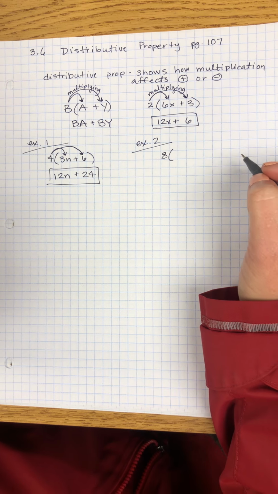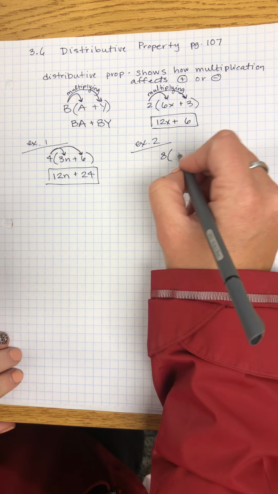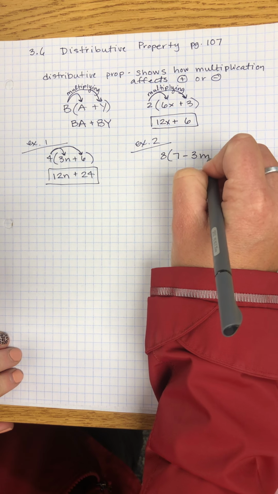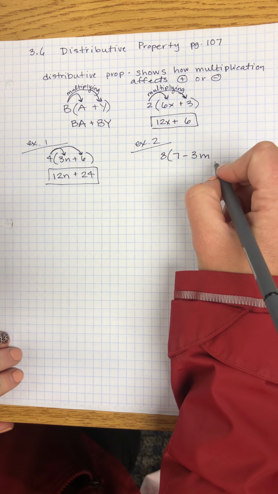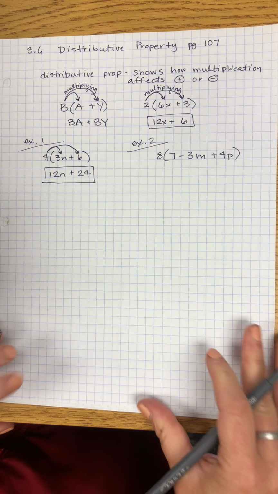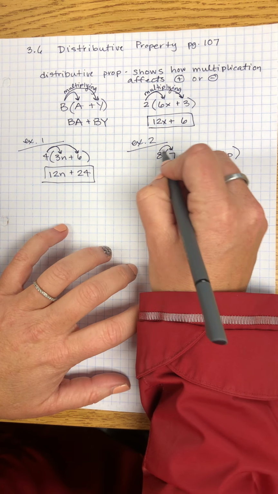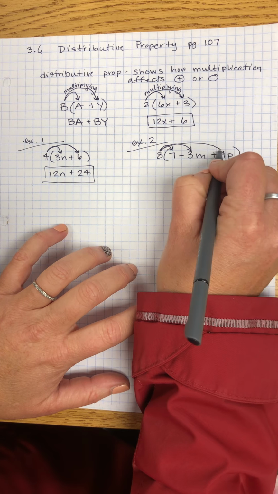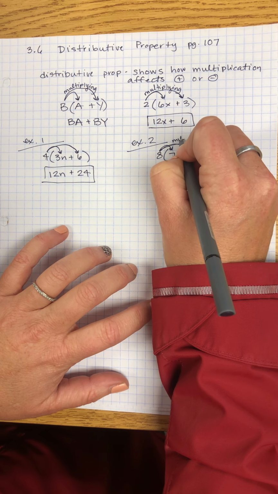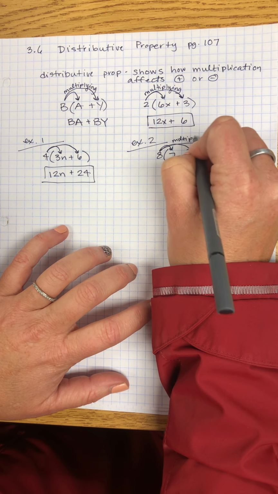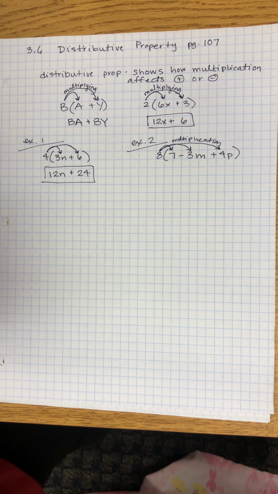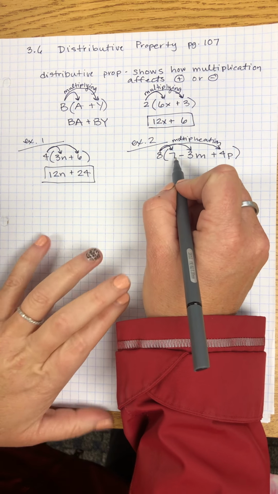This time let's do 3 terms inside the parentheses. 7 minus 3m, and let's be careful with our signs, plus 4p. So we're still going to distribute, but now we're going to do it 3 times. We're going to multiply. Three different times, multiplication. So 8 times 7.